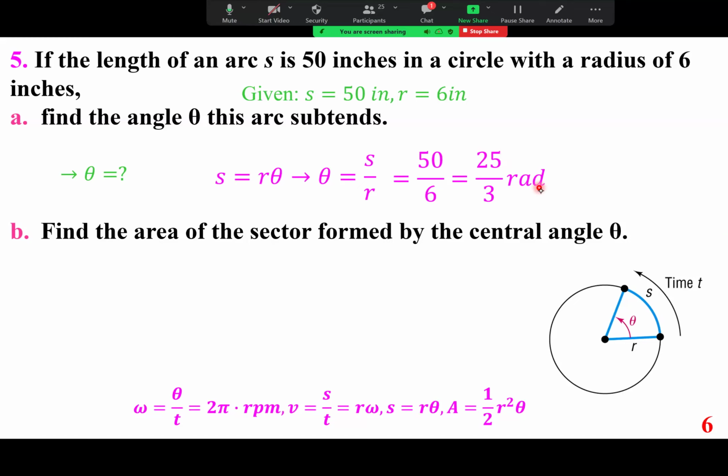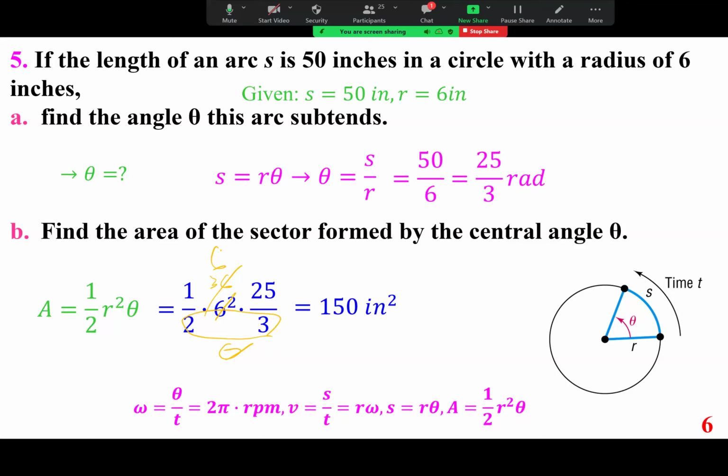What is the area of a sector? Half of r squared theta. So 1/2, we have the r, 6 squared, and theta, we found it to be 25/3. This is 36, this is 6. These two cancel each other, 6 times 25 is 150 inches squared, units of the radius squared, because you want units of area.